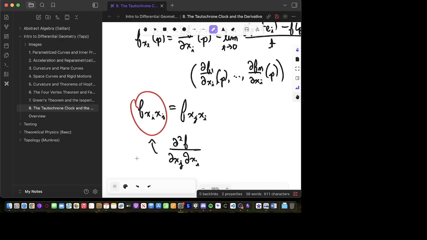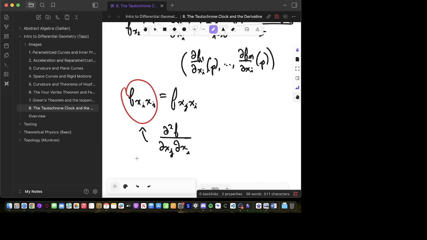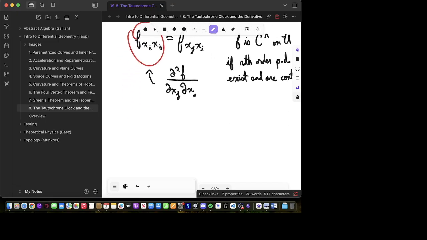So we say that f is C^r on U if all r-th order partial derivatives exist and are continuous. And it's called smooth if it's true for all positive integers r. So let's begin with our first proposition.